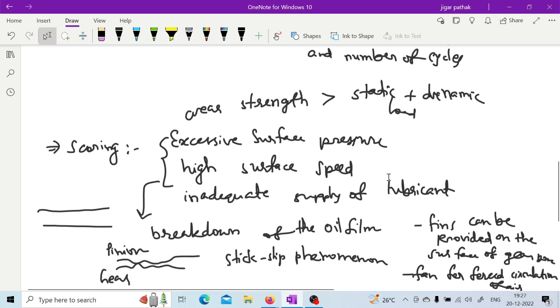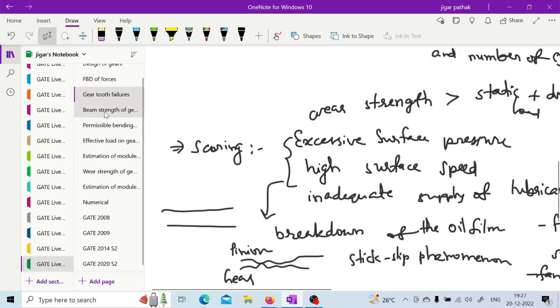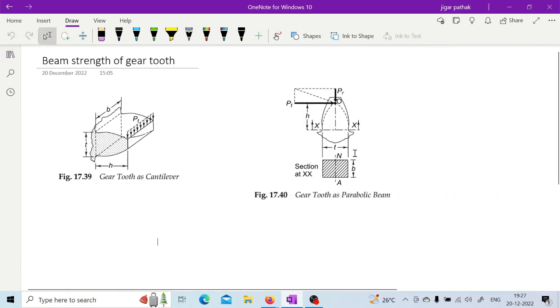Sir, actually scoring occurs at high temperatures. Yes, scoring occurs at high temperatures, because the lubricant gets less viscous at higher temperature. Because of the breakdown of the lubricating oil, surface to surface contact will occur, and because of that, scoring will take place. In order to avoid that, we reduce the bulk temperature. So this is the remedy for reducing scoring.